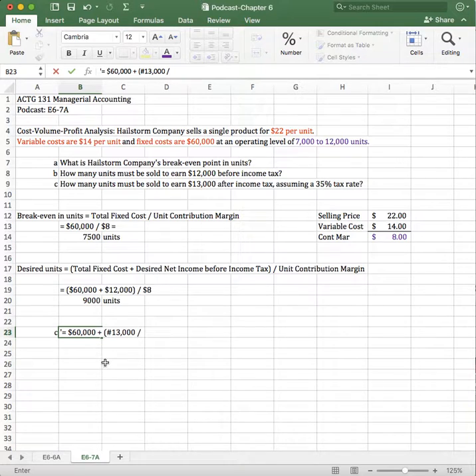and we're going to divide that by 1 minus 35%. That's the formula. That is given. Let me correct this. This is a dollar sign instead of a number sign. So here's the formula. 60,000, which is the total fixed cost. Desired net income before income tax is 13,000, which we get from the problem. And then we divide that 13,000 by 1 minus the tax rate.